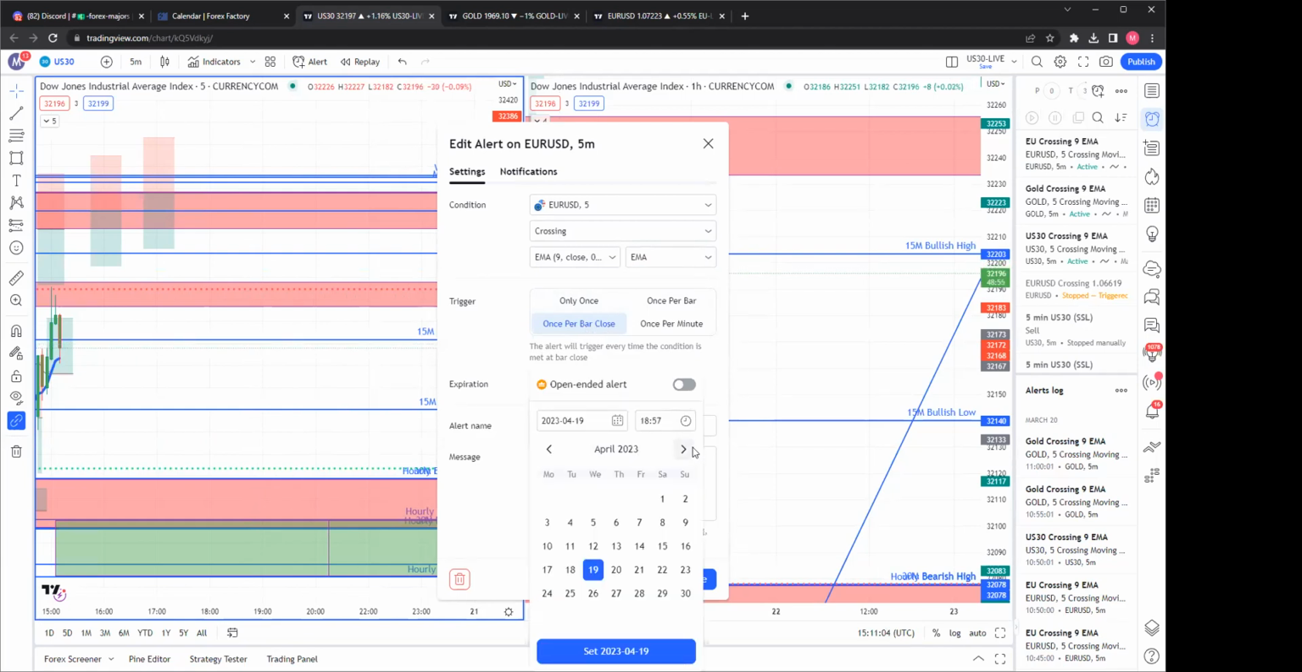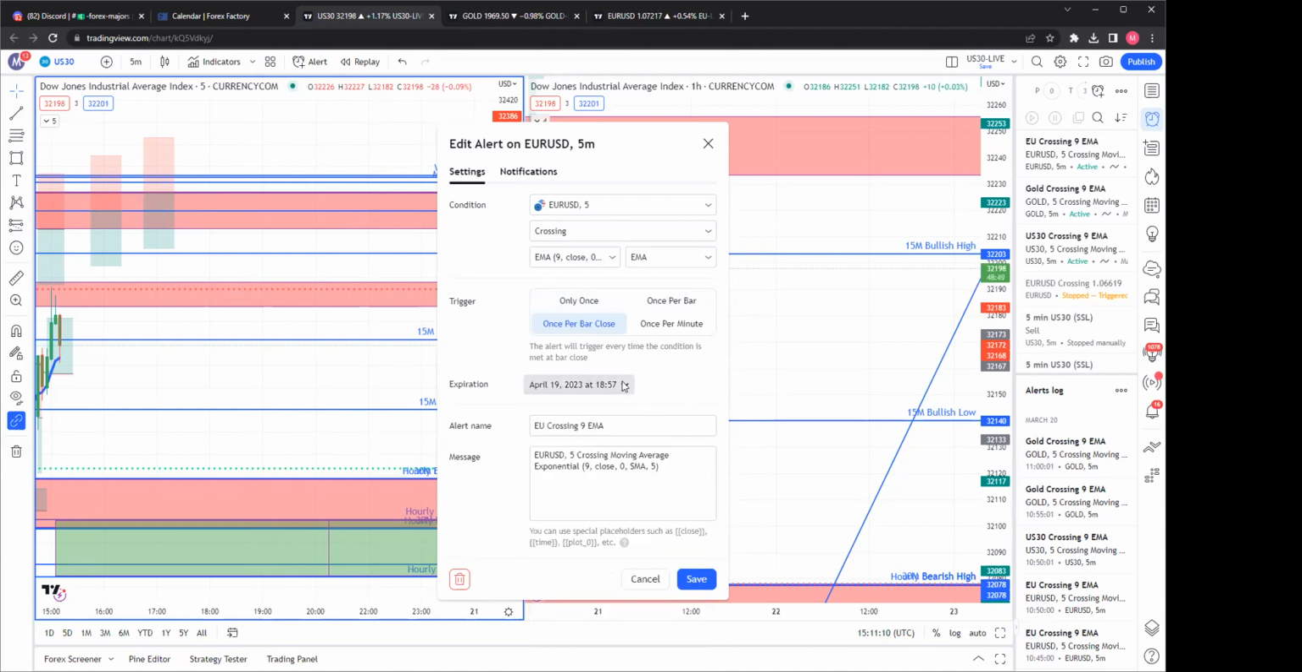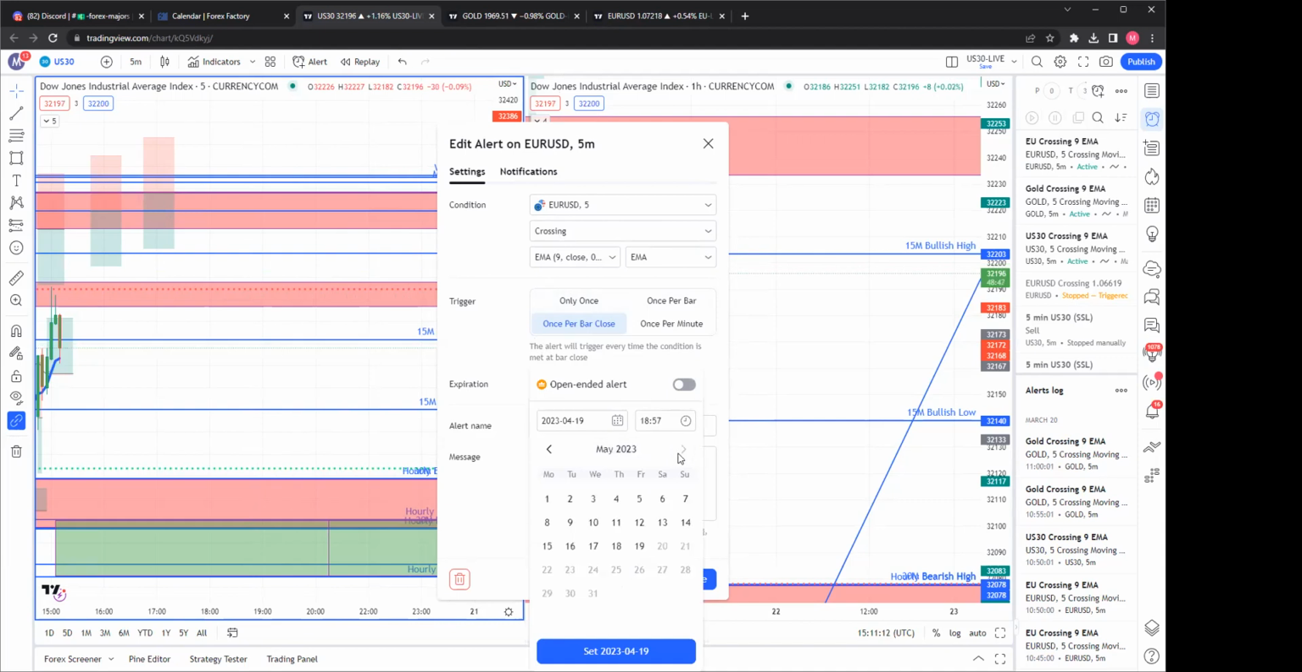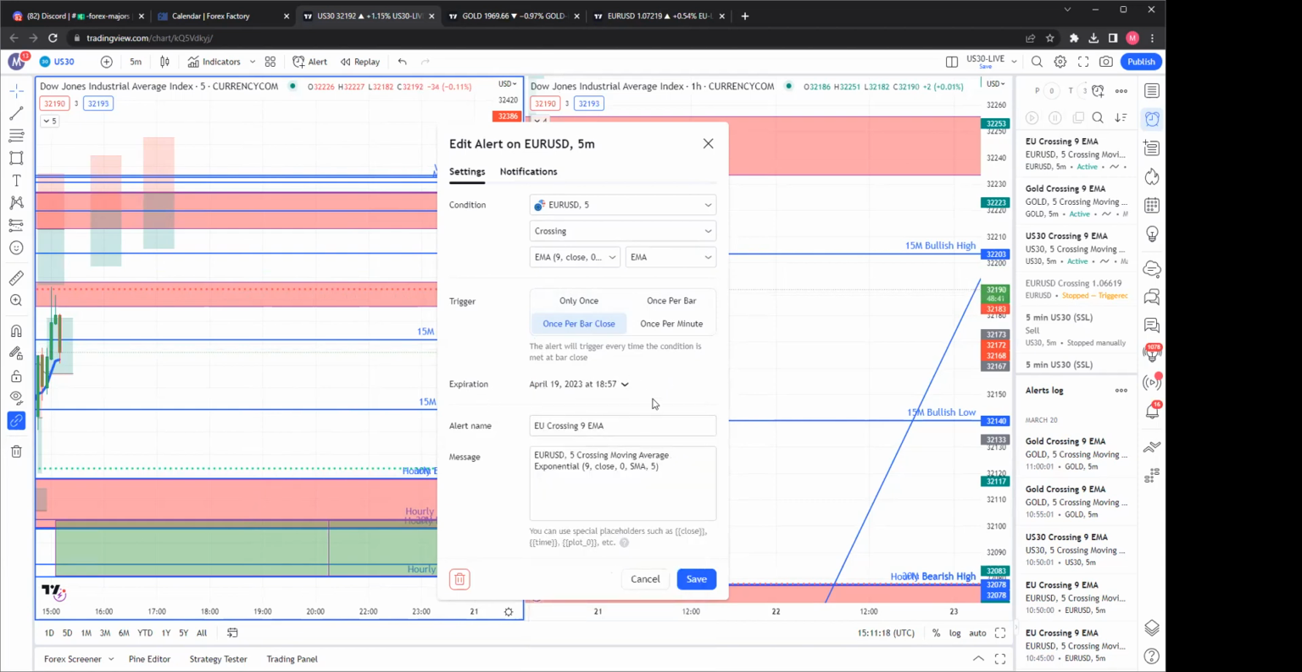I'm setting it to expire, but I don't want it to expire tomorrow. I want it to expire the longest time I can have. I have that as April. I think I need to change this. I forgot we're in March. Anyway, I'll take care of that later. So set it to April 19th, and then I set the name of the alert, EU crossing 9 EMA. If this was US 30, it would be US 30 crossing 9 EMA.